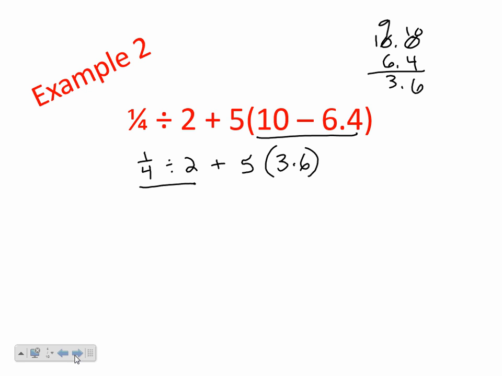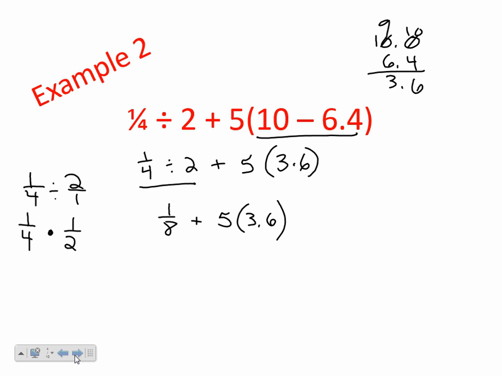Division. Okay. So I'm going to come over here to the fraction side. First of all, what do I need to do to 2? 2 over 1. And we've talked about this. How do we divide fractions? Copy, change, flip, keep it, change it, flip it, multiply by the reciprocal, all the same. Okay? Keep it. Change it to multiplication, and then flip this to become 1/2. Do you have to have common denominators to multiply? No. Thank goodness, right? So you can just multiply across. What will it become? 1/8 plus 5 times 3.6. Now what?